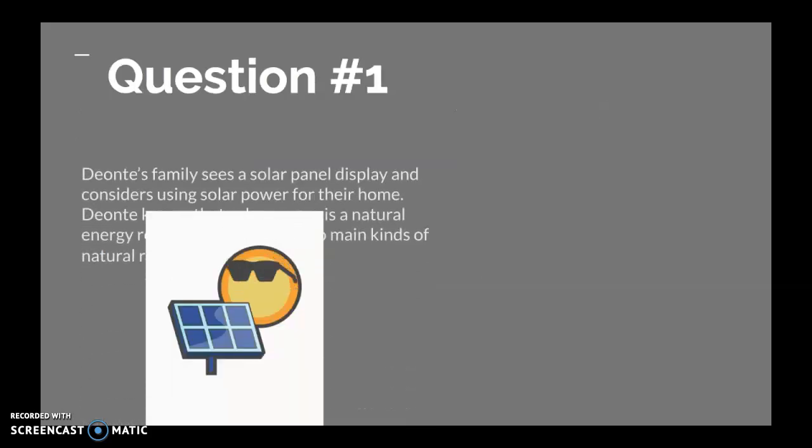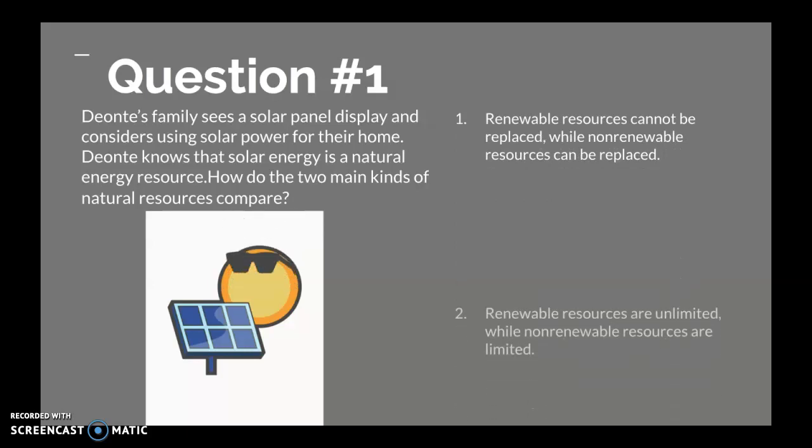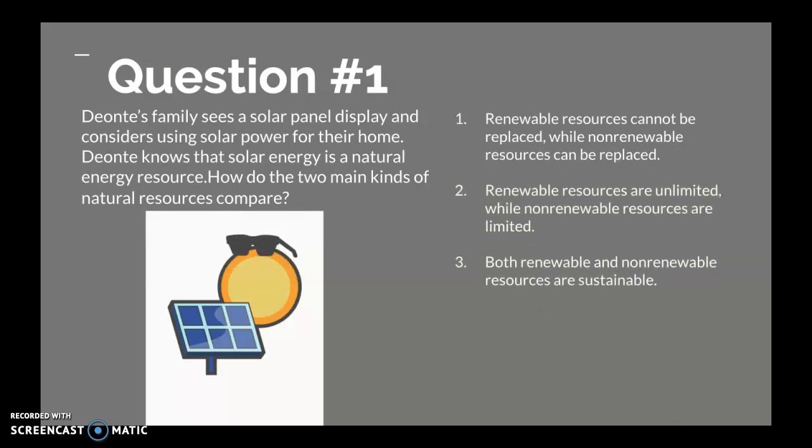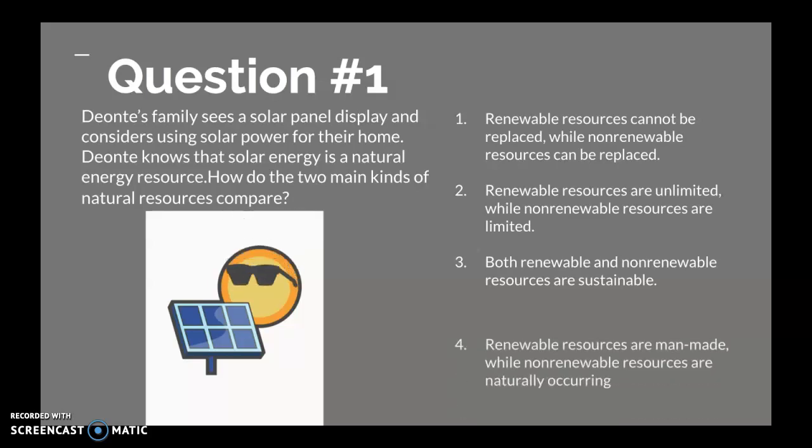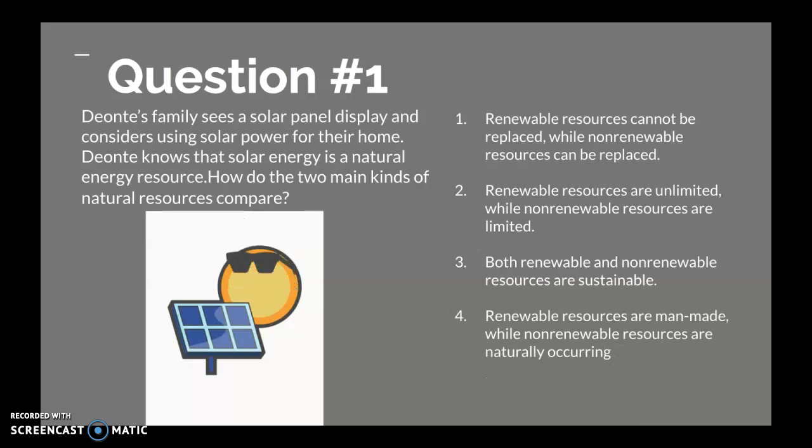Okay, so I want to begin with question 1, and we're going to deal with Deontay's family. All right, so Deontay's family sees a solar panel display and is considering using solar power for their home. Deontay knows that solar energy is a natural energy resource. Ding, ding, ding. How do the two main kinds of natural resources compare? Don't worry about Deontay, only worry about this question. How do the two main kinds of natural resources compare? So you're looking at basically how do renewable energy sources compare versus non-renewable energy sources.